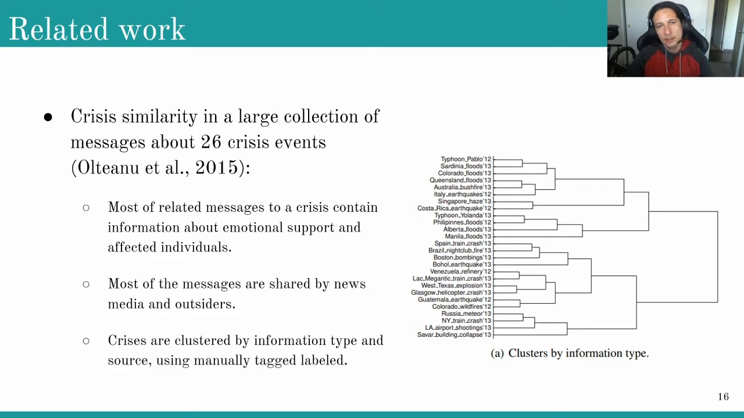In more detail, this variation was studied by Olteanu et al. in a large collection of events, where they showed that when they analyze related messages, that is, messages which contain an implicit or explicit mention of the event, they found that these posts were mainly related to emotional support and affected individuals. Furthermore, they apply clustering techniques to find groups of crises with similar characteristics using manually tagged features, where they find similar events using clustering or hierarchical clustering techniques.